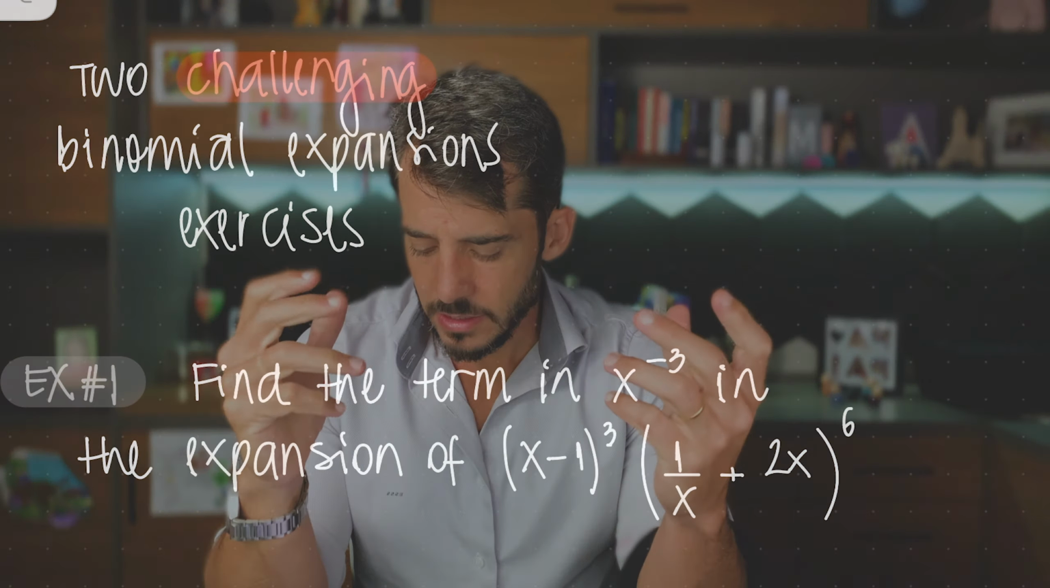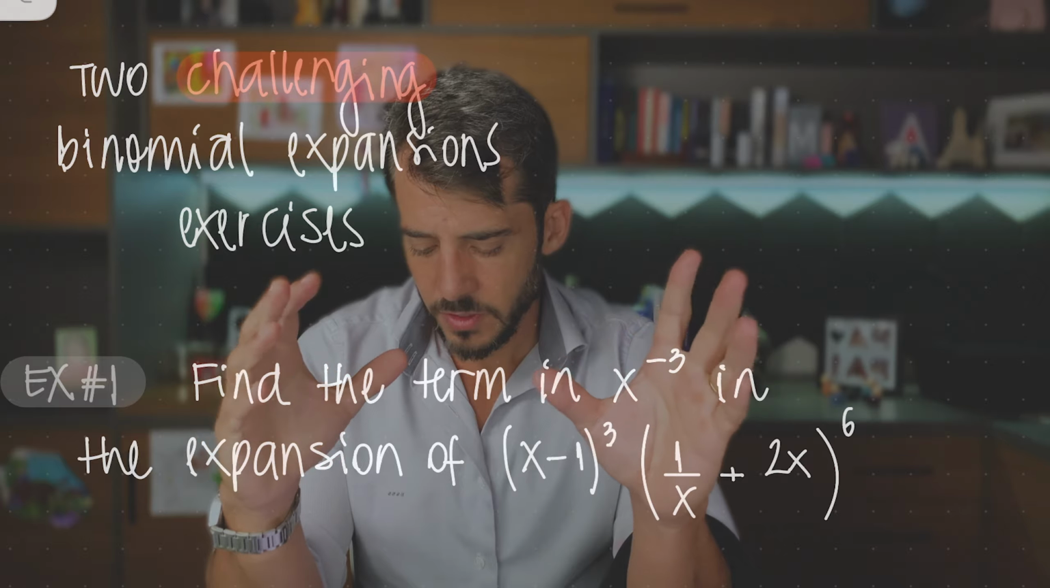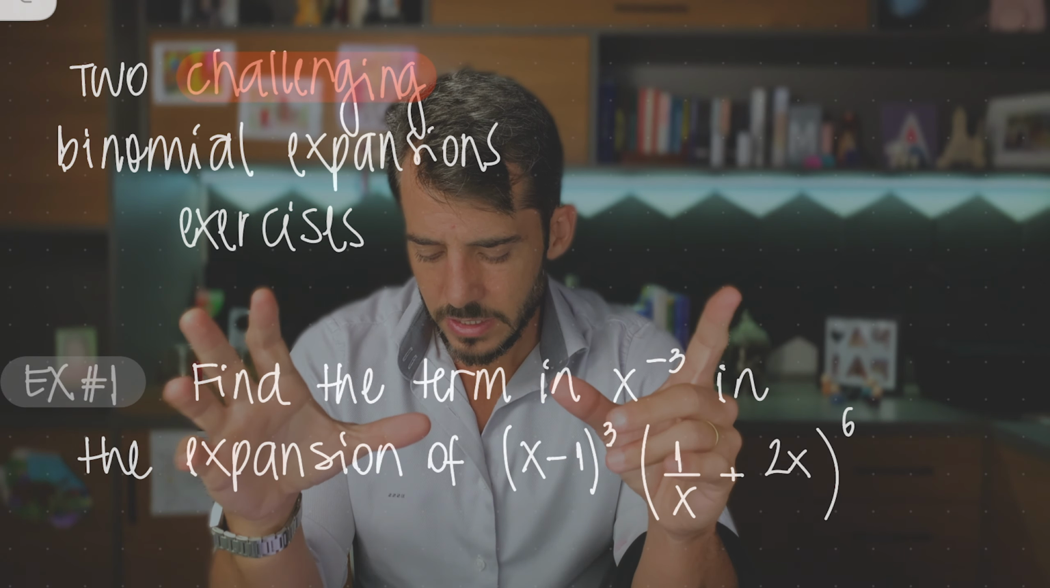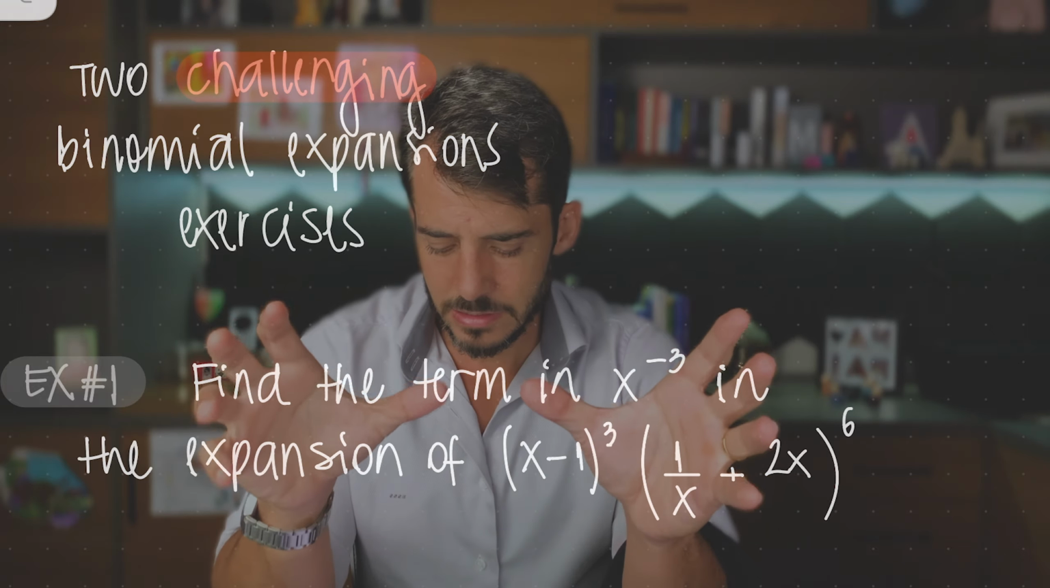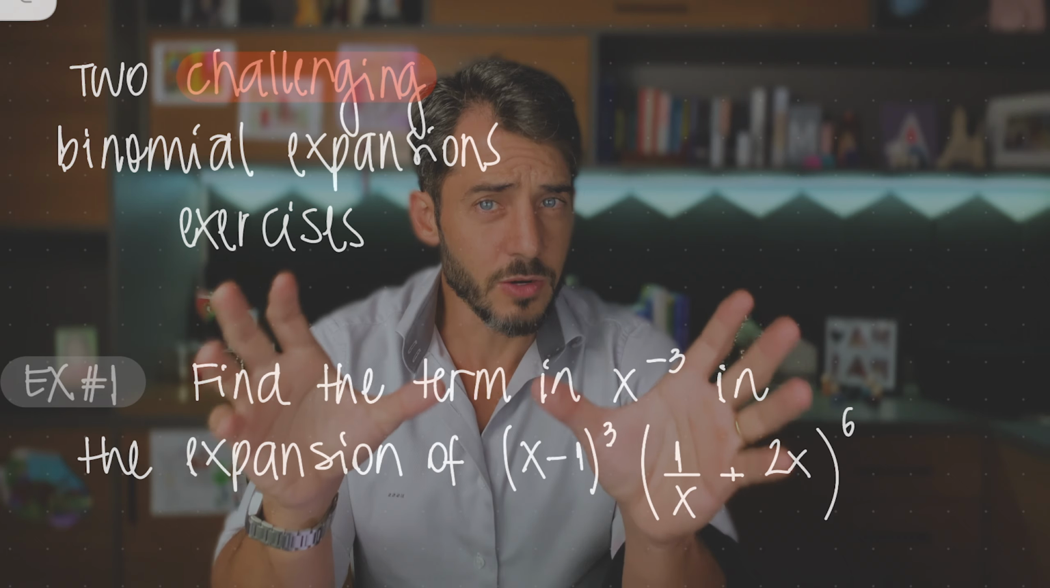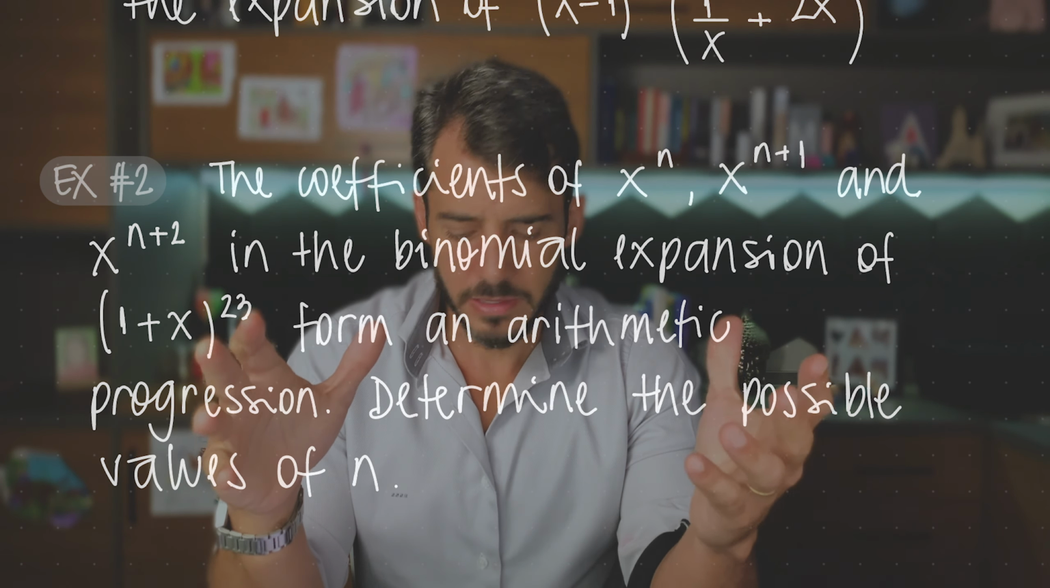Hey guys, in this video we're going to explore two binomial expansion exercises which tend to confuse students a bit more. They are trickier, harder examples. In this case we have the following: find the term in x to the negative 3 in the expansion of a product of two binomials. This is a classic IB math style exercise, one that showed up many times in IB math exams.